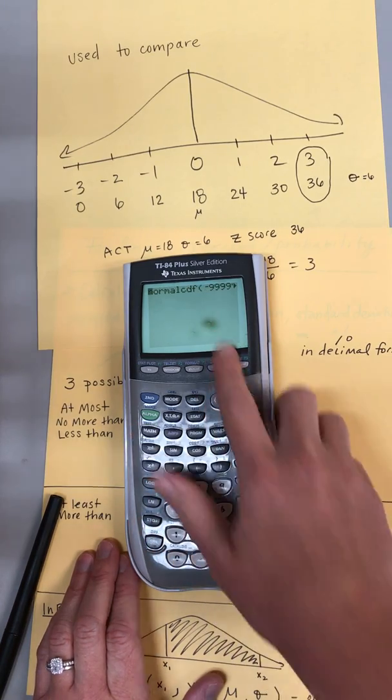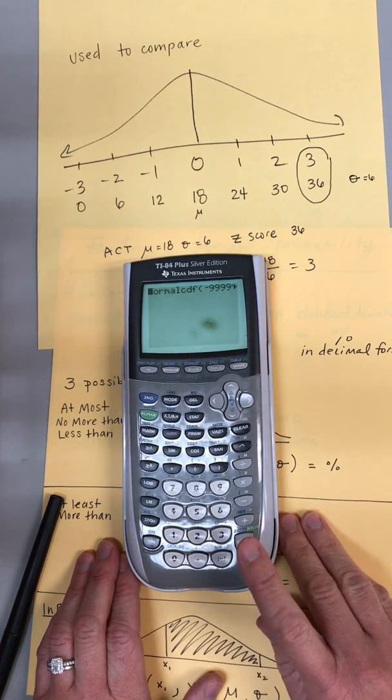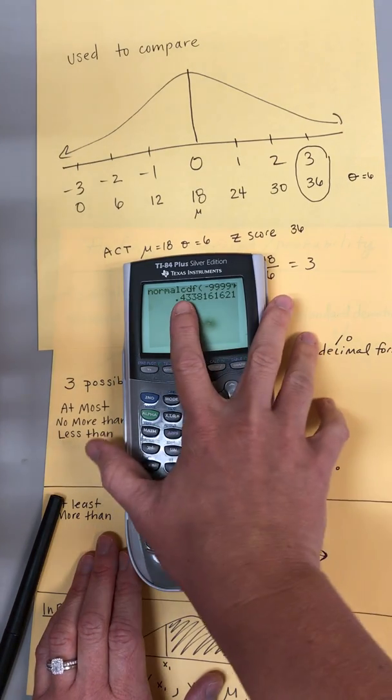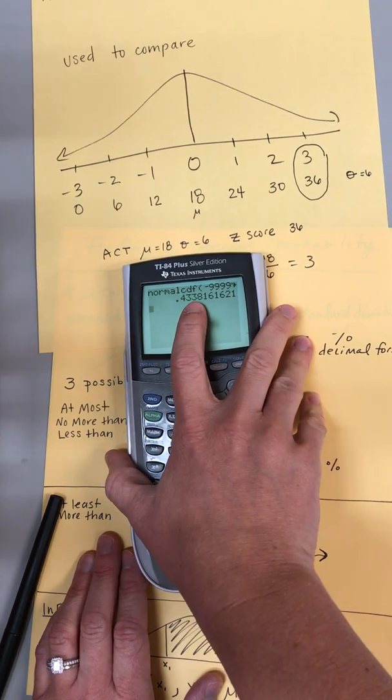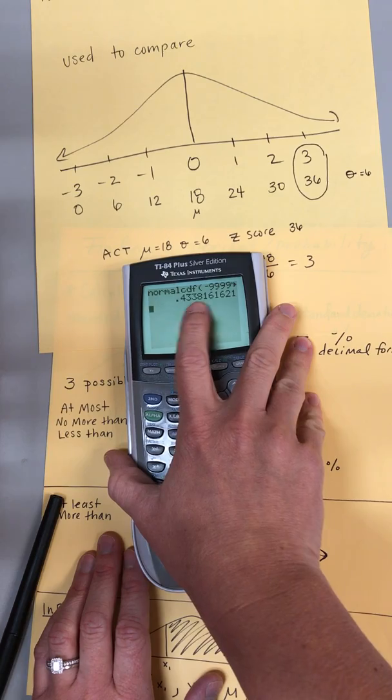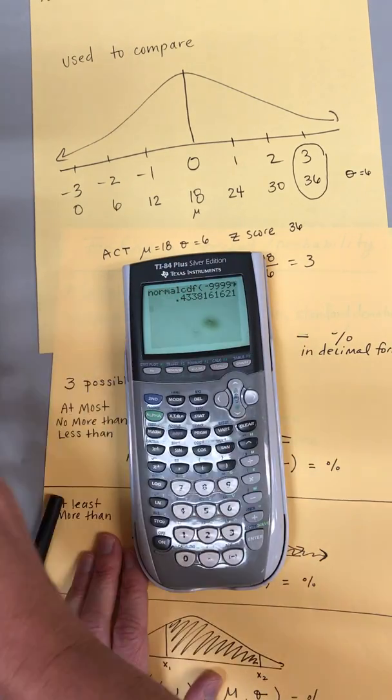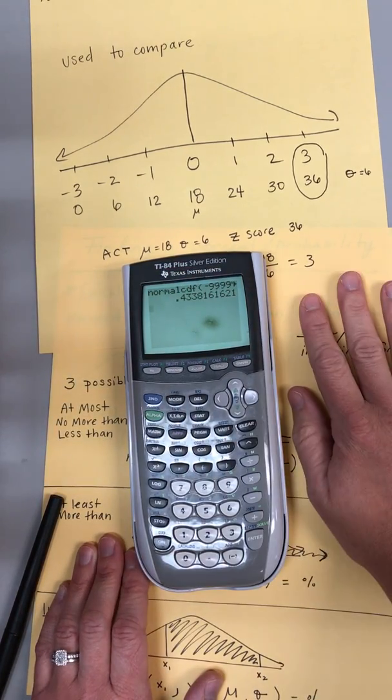There are 4 things to enter in. When you hit enter, it will give you the percentile of getting a 17 on the ACT. So 43.38% would score a 17 or less on the ACT.